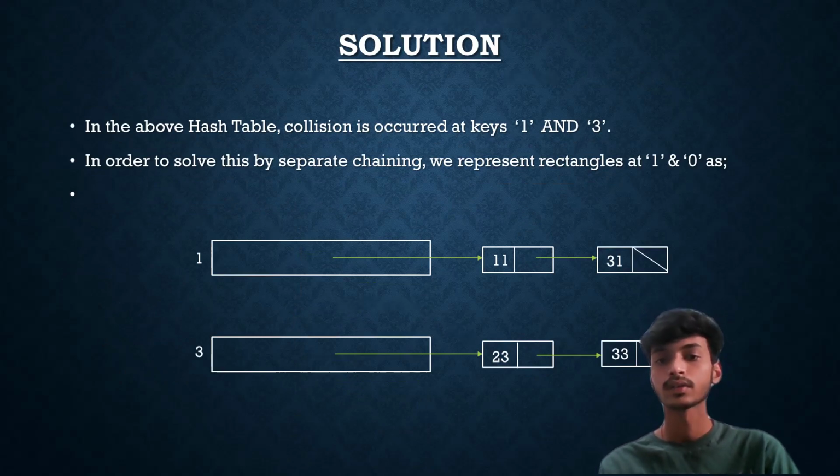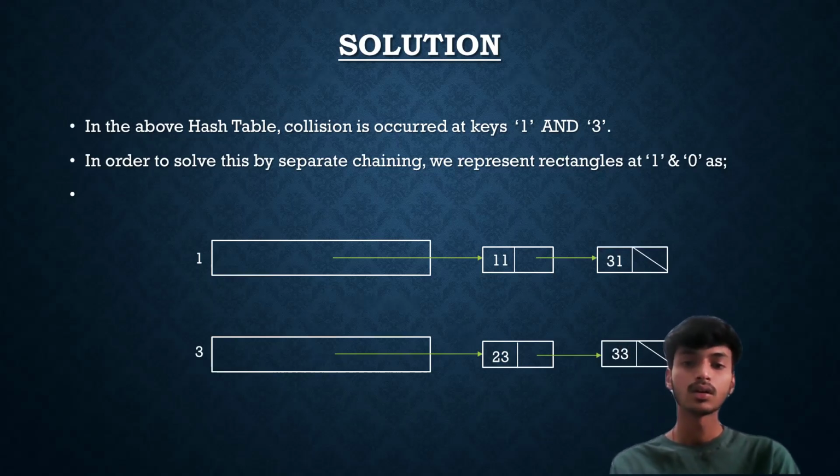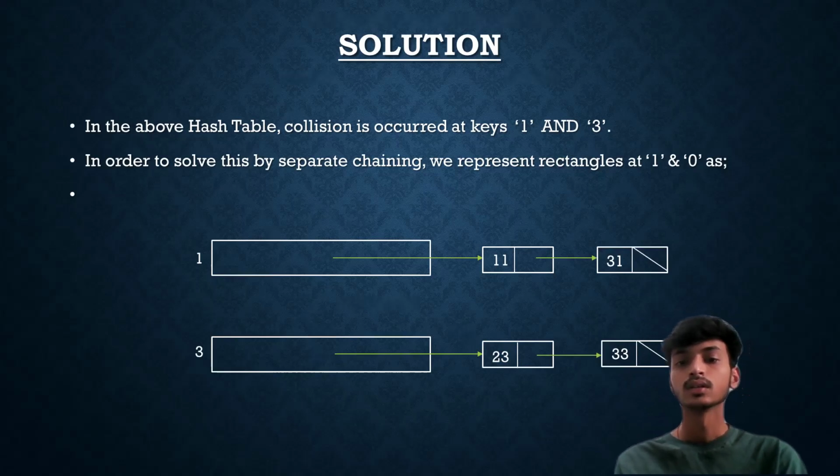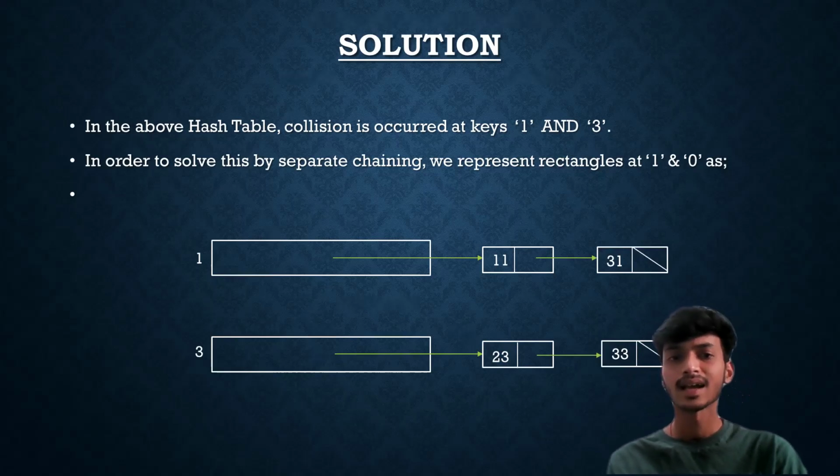Key value 1 will point towards the first element, that is 11. In 11, the first part will be data, and next will point towards the element which causes collision, like 31. After 31 no element is there, so this slash is nothing but null. Similarly, at 3, first 23, it points toward 23, and from 23 it points toward 33. So this is how separate chaining works. But one drawback of separate chaining is we cannot access the elements directly. We have to use another searching technique to access the elements.